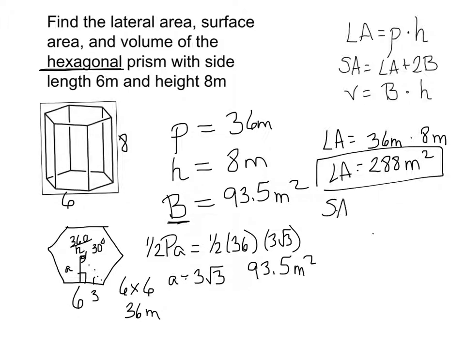Now for surface area, I'm going to take my lateral area plus 2 times the area of my base. So lateral area we solved for is 288 meters squared plus 2 times the area of the base is 93.5. So now I'm going to solve this one.